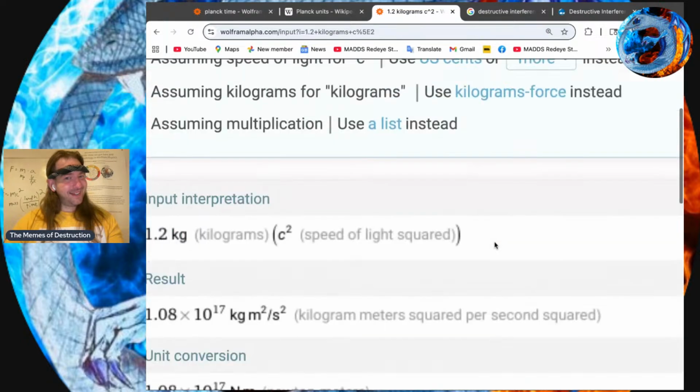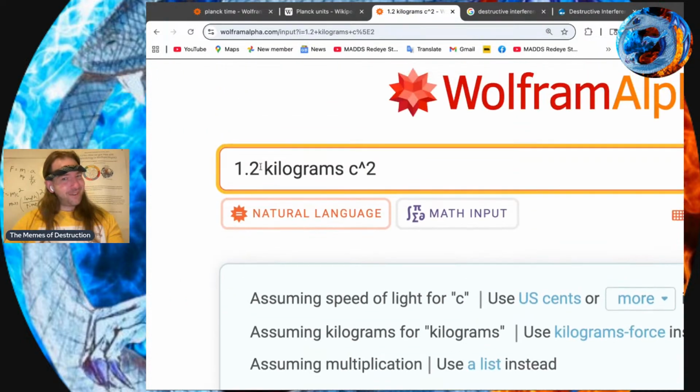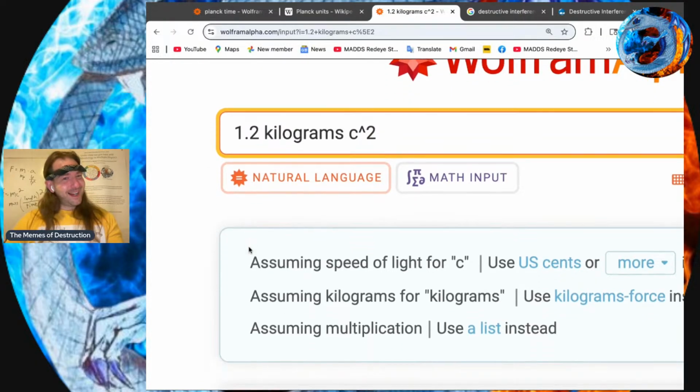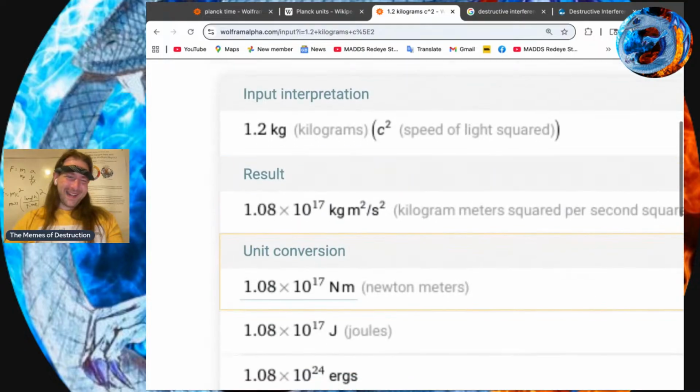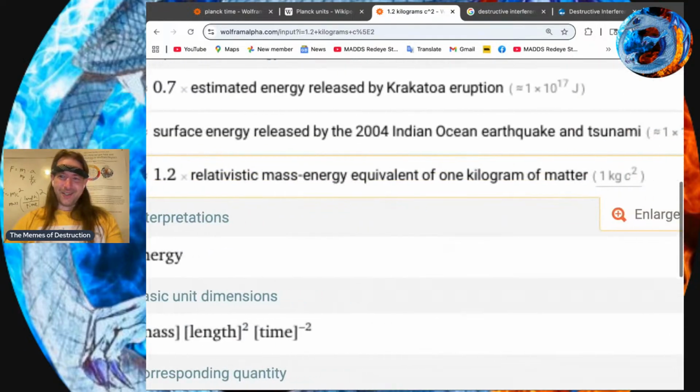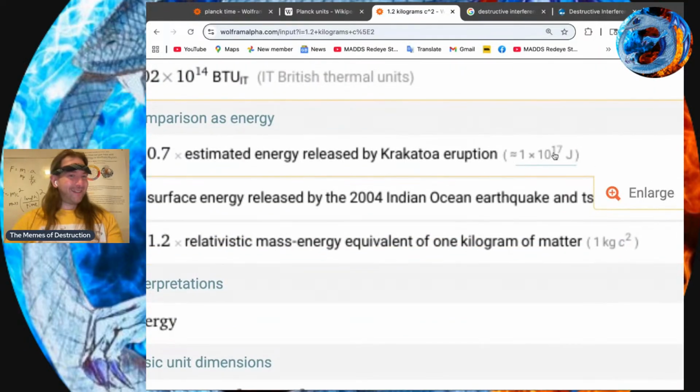That's 10 to the minus 8. That's in reference to 1 kilogram. So 1.2 kilograms, since you have a negative 8 power, Planck energy is 10 to the 9 joules. So you're just going to go up 8 more powers of joules. That's just the unit of energy.